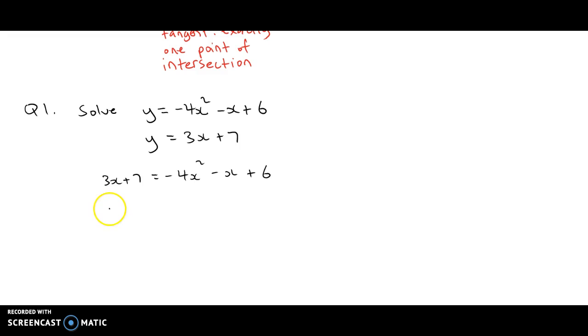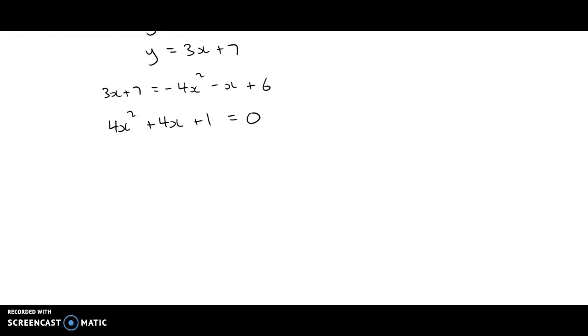So let's bring that 4x squared over to the other side. Minus x over to that side will give us plus x, so 3x plus x gives us 4x, and this 6 over to that side will give us minus 6, so 7 minus 6 is plus 1, and that will make it equal to 0. So now we have a quadratic equation which we can solve for x by factorizing.